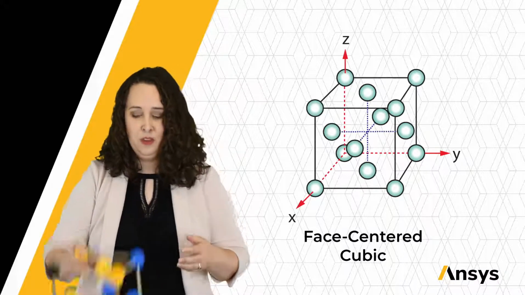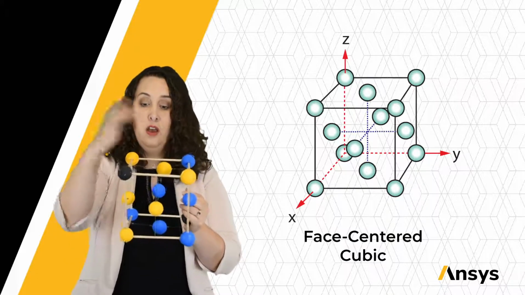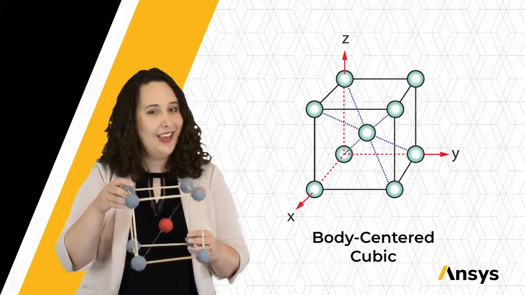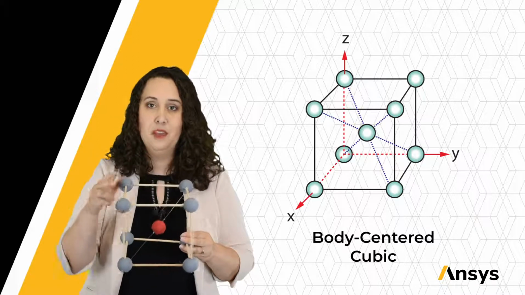The next is FCC, or face-centered cubic. This gets its name because if we're staring at our cube, there are atoms on the faces of the cube. Finally, we have body-centered cubic, again named because of the single atom that's located in the center of the cube.